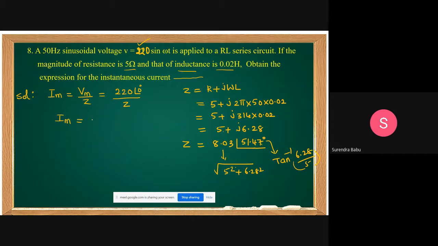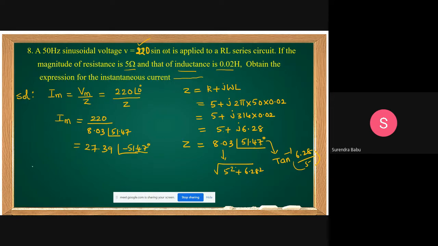Im equal to 220 by 8.03 at an angle of 51.47. How much can you get? Can anybody tell? I'm doing the calculation. 220 by 8.03, please respond, then I will proceed very fast. How much can we get, students? 27.39 at an angle of minus 51.47 degrees.